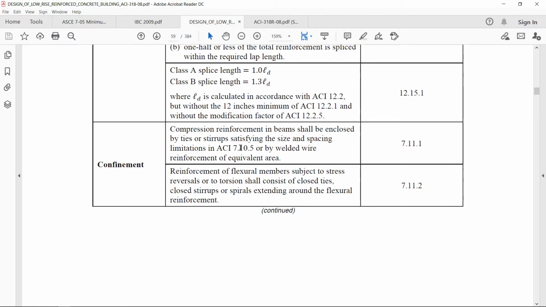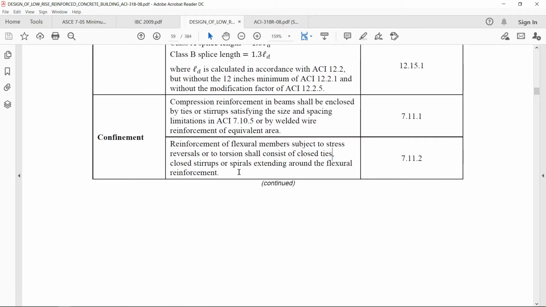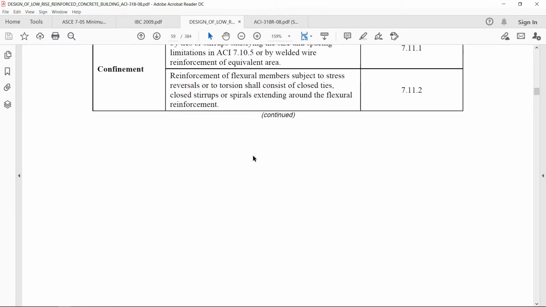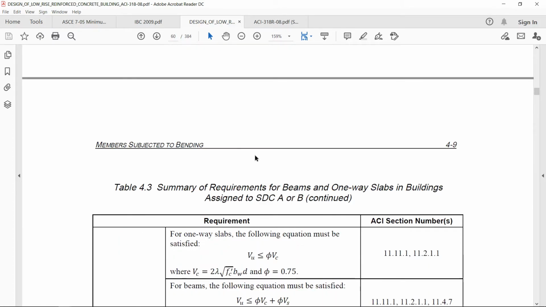Confinement, as mentioned before: compression reinforcement in beams shall be enclosed by ties. Flexure reinforcement subject to stress reversals or to torsion shall consist of closed ties. So confinement is very important for compression members, and for flexural members also, but especially for the compression reinforcement. So that's also a very important thing.